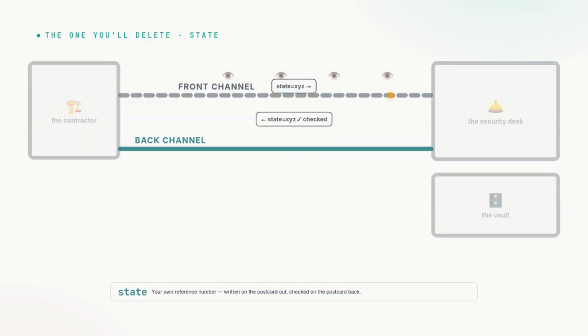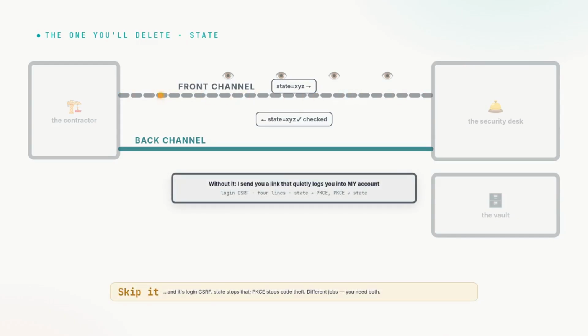One last thing on the mechanism, and it's the one people delete because it looks like noise. State. Your own reference number, written on the postcard going out and checked on the postcard coming back. Without it, I can send you a link that completes an OAuth flow with my account and silently attaches it to your session. That's login CSRF. It's real, and it's 4 lines. And state is not PKCE, different attacks, different fixes. You need both.